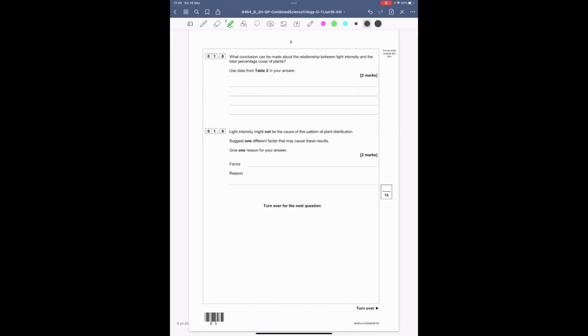So we need to describe the pattern that is shown. If we were going to draw it on a little sketch graph, it would look a bit like this. You would have your light intensity as your independent variable, your percentage cover as your dependent variable. It would go up and then it would level off. So this is what we need to describe. So what conclusion can you make? You're linking in data where you could say, as light intensity increases, as does plant cover.